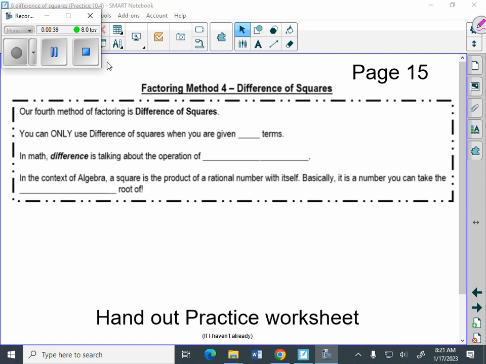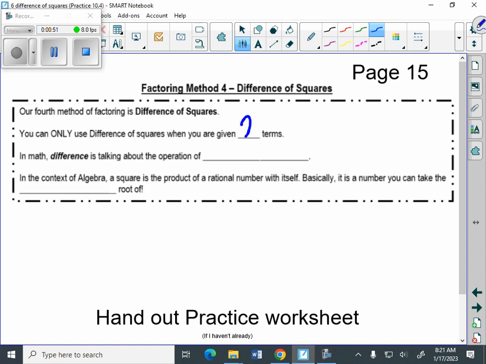Then our third method was split the middle. We can distinguish split the middle with 3 terms. And today, difference of squares is going to be 2 terms. Now the thing is, greatest common factor applies to them all. So if we see 4 terms, we could still have a greatest common factor. If we see 3 terms, we could still have a greatest common factor. If we see 2 terms, we could still have a greatest common factor.